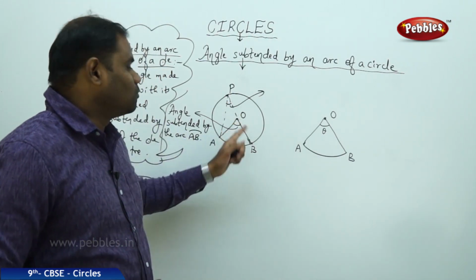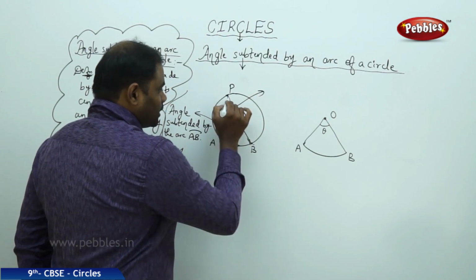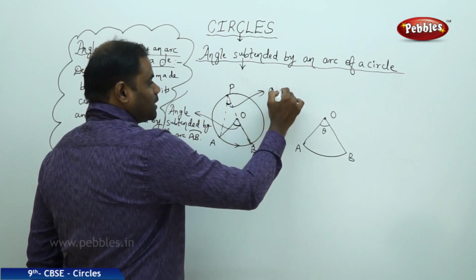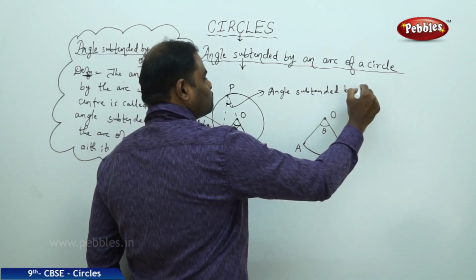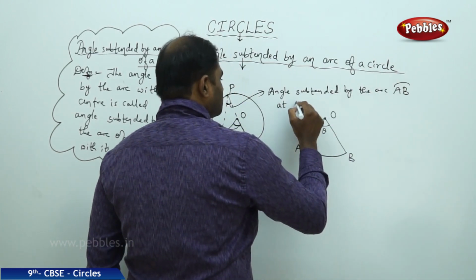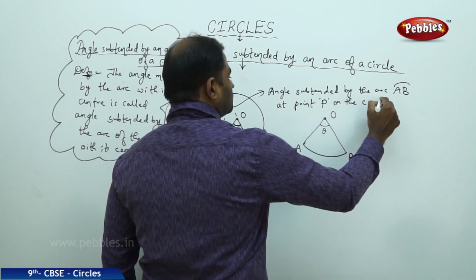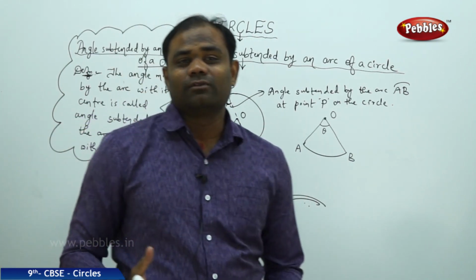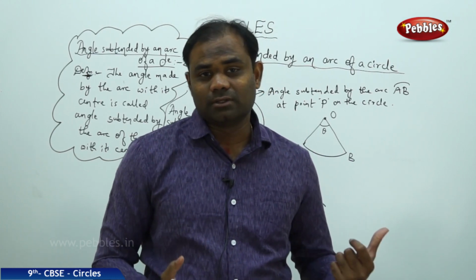P is the point here and O is the point here. Here is the angle subtended at O by the arc AB, and here is the angle subtended by arc AB at P. So this angle refers to the angle subtended by the arc AB at point P on the circle. This is how I understand the concept of angle subtended by an arc of the circle with respect to a point.